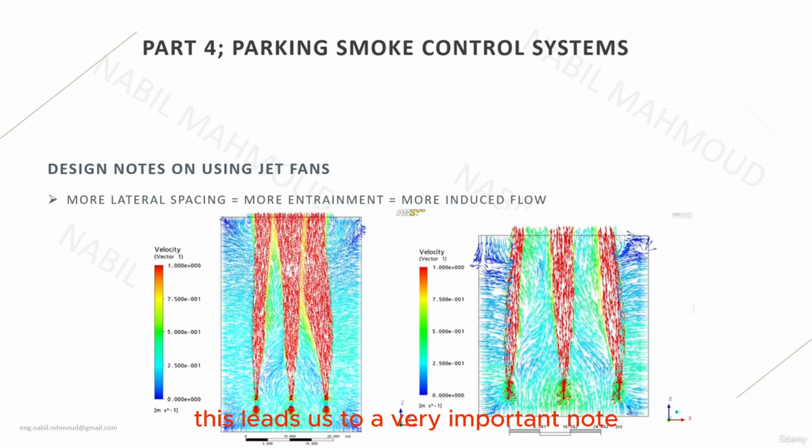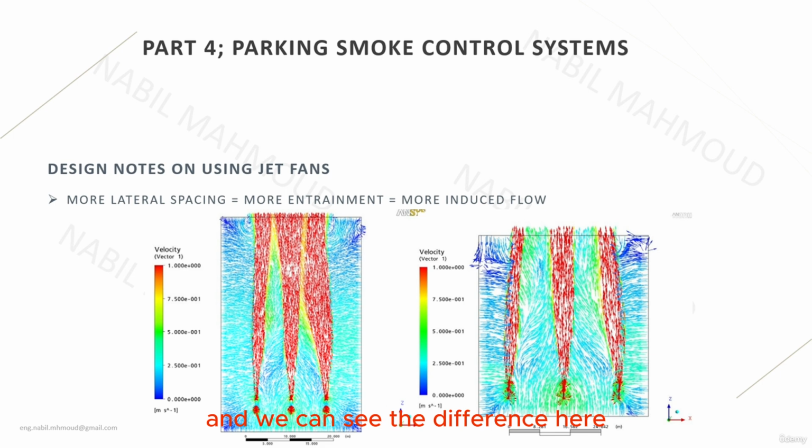This leads us to a very important note: the lateral spacing between each jet fan can have a huge impact on the entrainment effect. If you increase the spacing between the jet fans, this will give you more entrainment effect, which means there is more induced flow from the momentum transfer from the primary jet to the surrounding air between each two primary jets.